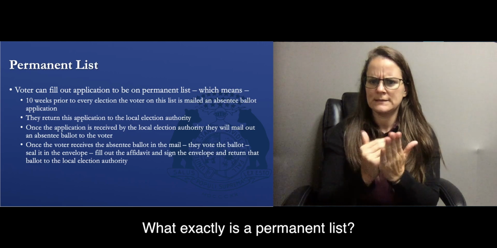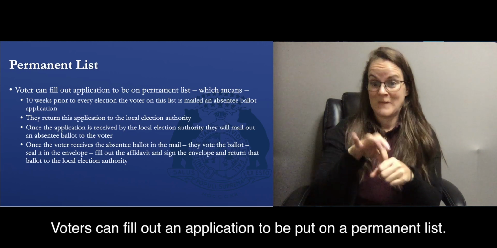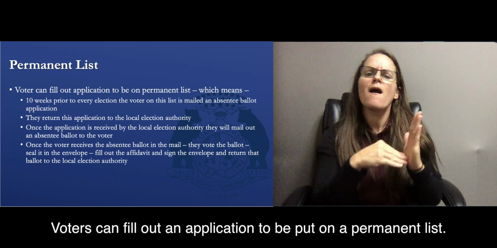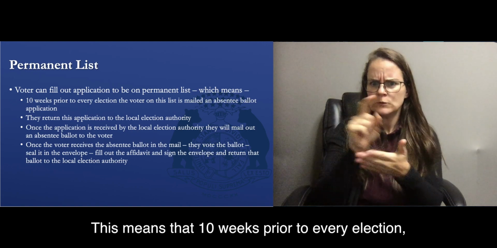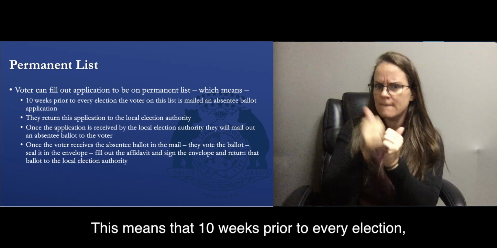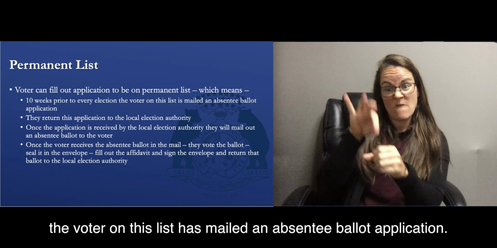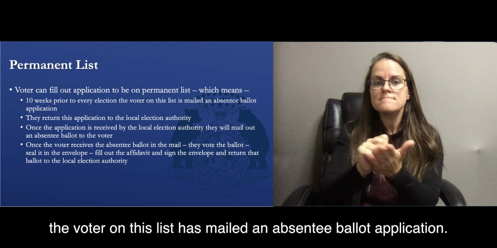Now, what exactly is a permanent list? Voters can fill out an application to be put on the permanent list. This means that 10 weeks prior to every election, the voter on this list is mailed an absentee ballot application.